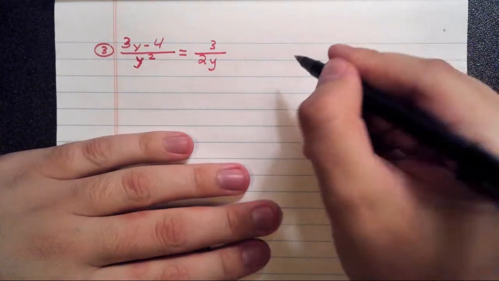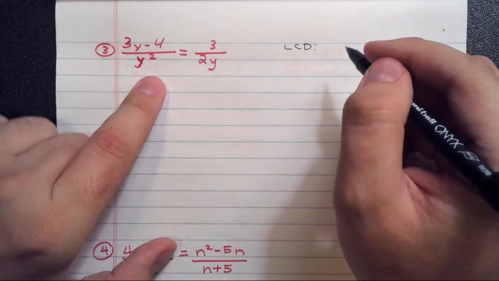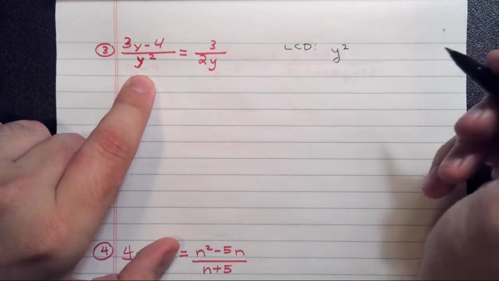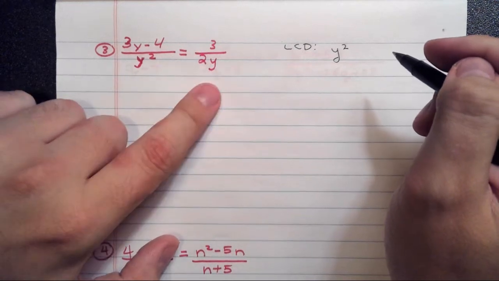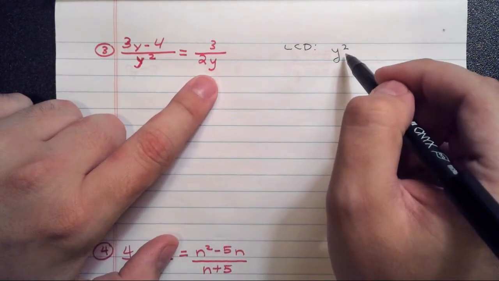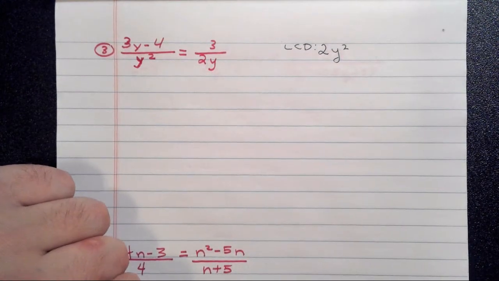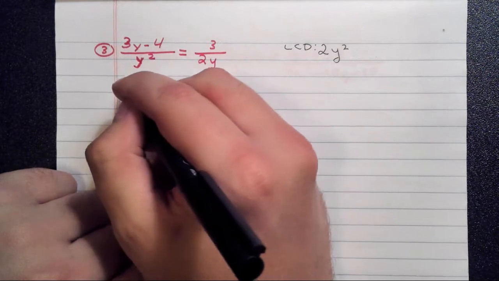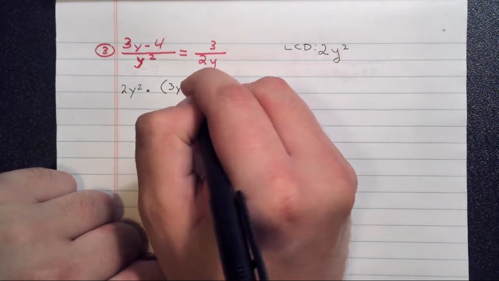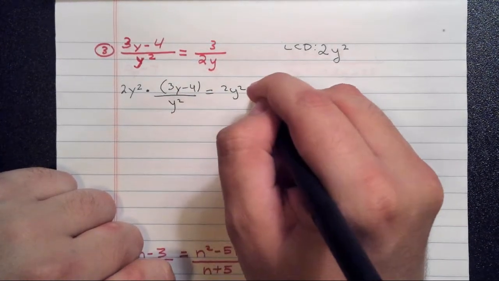All right, let's look at the least common denominator here. Well, I've got y squared and I've got 2y. If I start off with y squared, because I need the higher power of y, well, what does this have that that doesn't? I already have a y, but I don't have a 2. So my least common denominator is 2y squared. So I'm going to multiply both the left-hand side and the right-hand side by 2y squared.